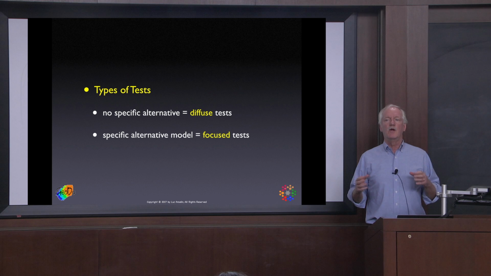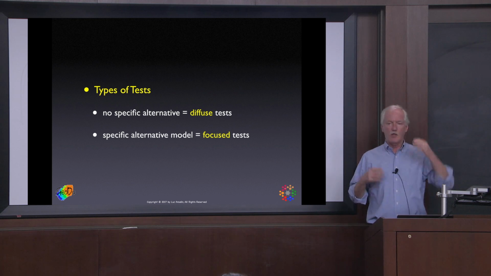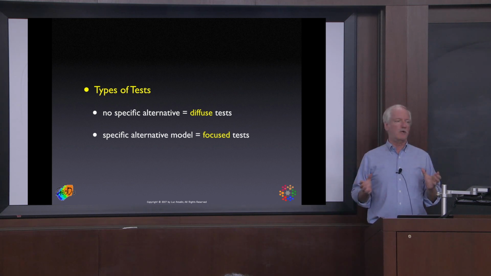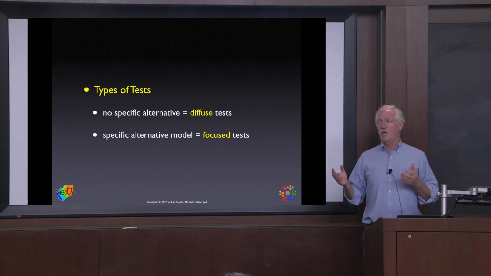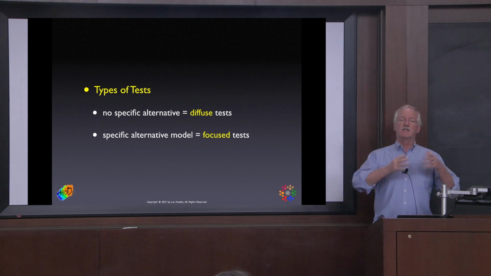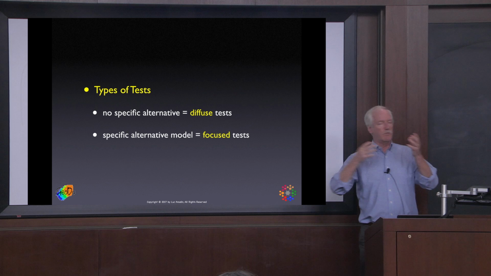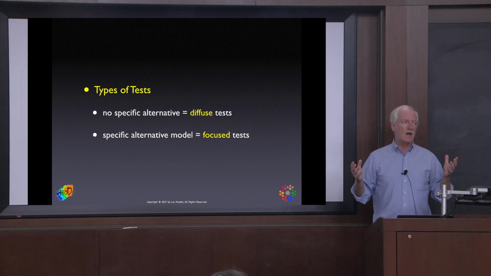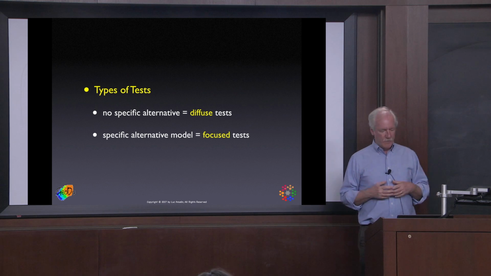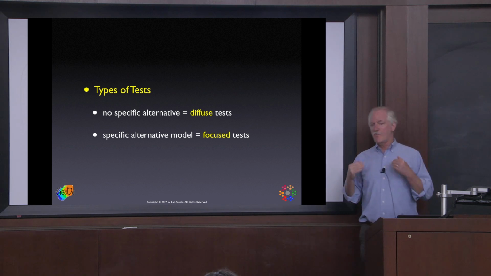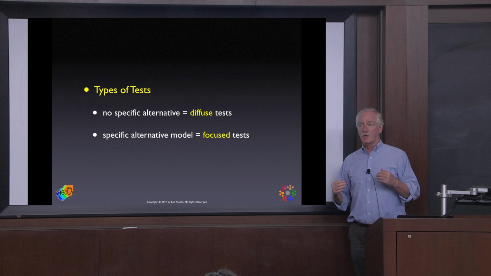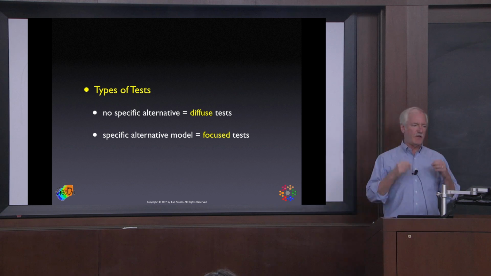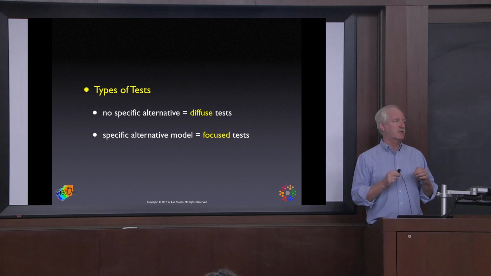For example, you could think of this as my null is there is no spatial autocorrelation. The alternative is there is spatial autocorrelation, but unspecified. Is this autoregressive? Is this moving average? Is this lag? Is this error? Which kind? I don't really care. The other types of tests are very specific. They work in a very specific model, and they're called focus tests.